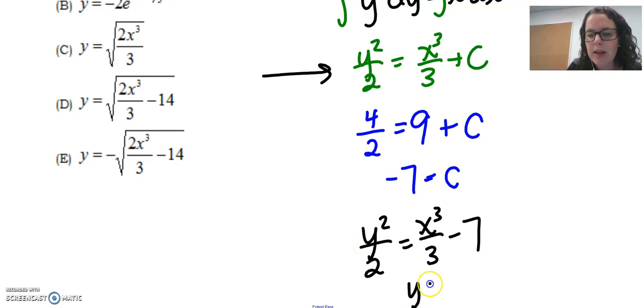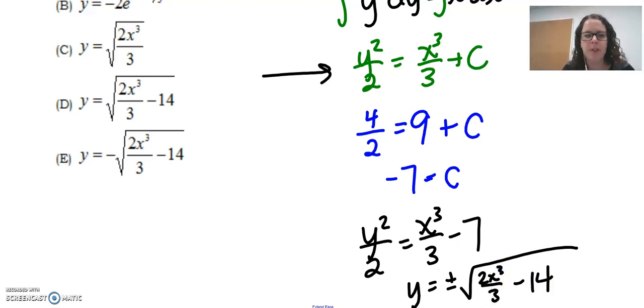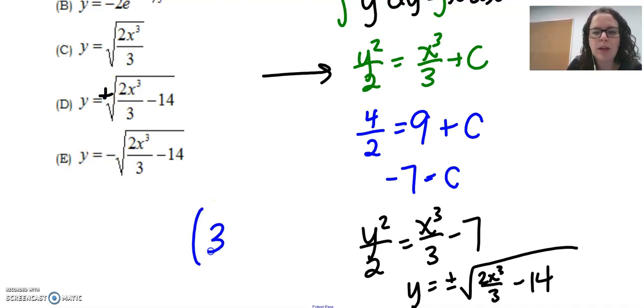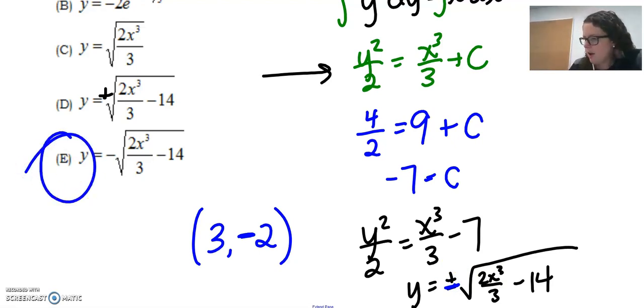So that's going to be y is equal to plus or minus the square root of 2x to the third over 3 minus 14. Well, this is all well and good, except I see the positive version here and the negative version here. And the way that you can distinguish is your point was supposed to be (3, -2). So if I put a 3 into here, I need to have a result that is negative for a y value. So E is going to be our final answer, particular solution.